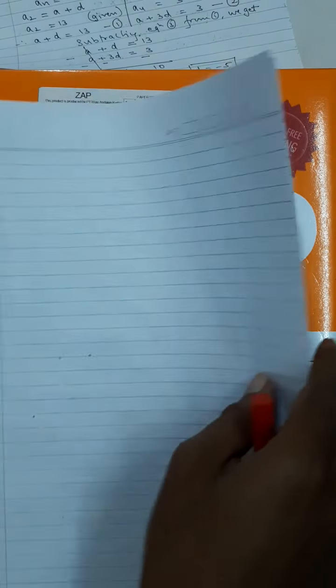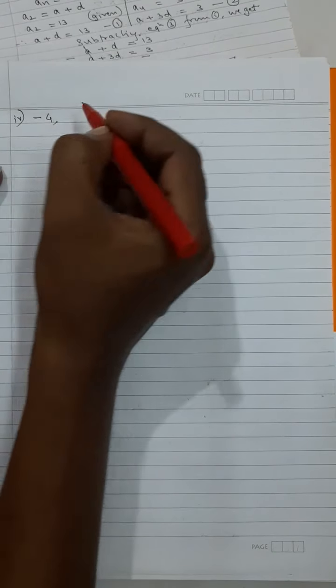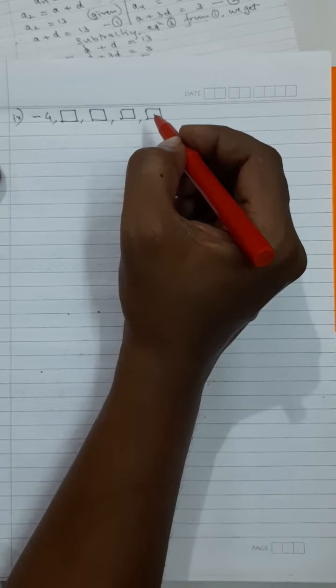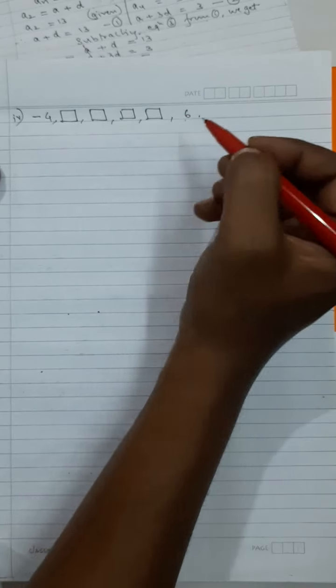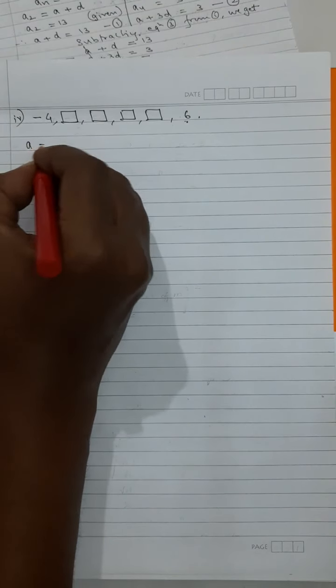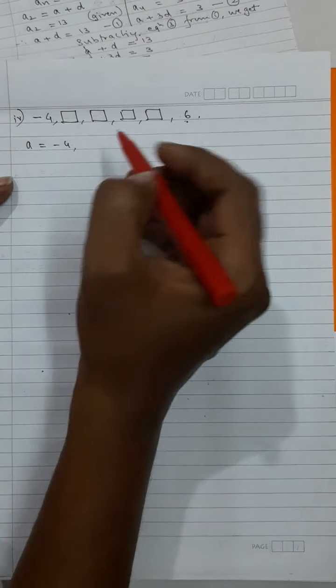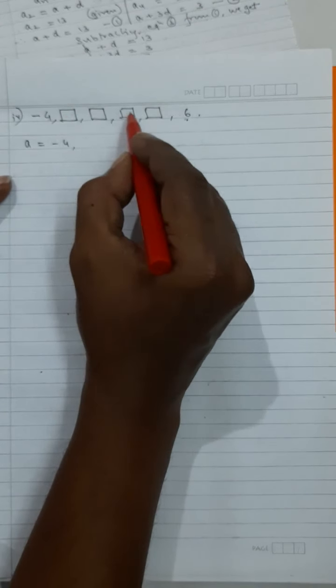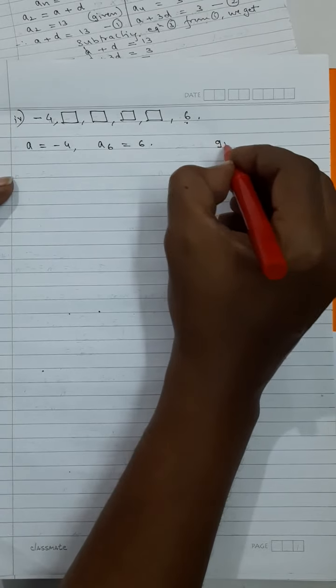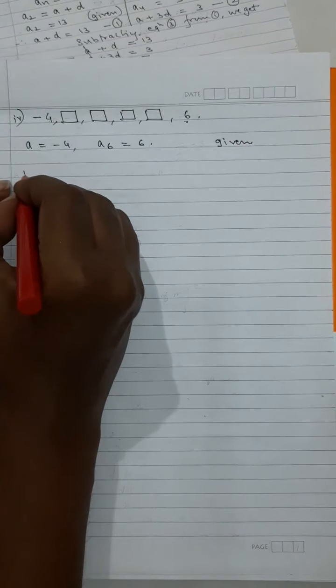Now let's go to the fourth one. In the fourth one, the first term is minus 4. Once the first term is given, then life is very easy. Second, third, fourth, fifth, you have to find all of them. And then this is given. With the help of this, you will be able to find D. Okay, so we will get over here a is equal to minus 4. This is still an increasing one. 1, 2, 3, 4, 5, 6. A6 is equal to 6. These things are given.